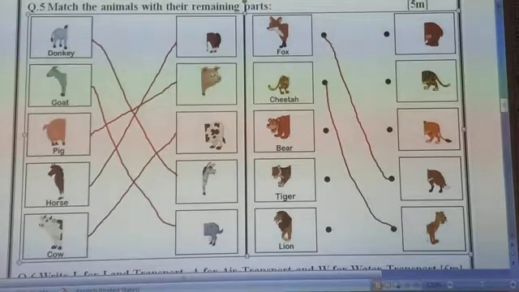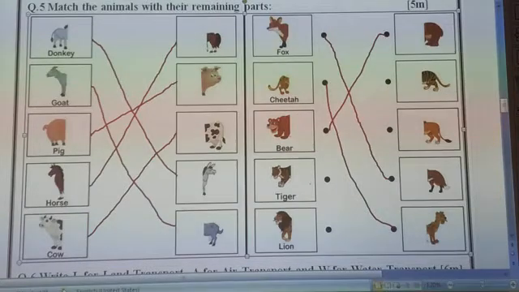Yes. Next is, which animal is this? This is bear. Half part of bear and look at in this line, where is the remaining part of bear? Yes, this is here, first one. So we have to match half part of bear with remaining part of bear. So let's match.